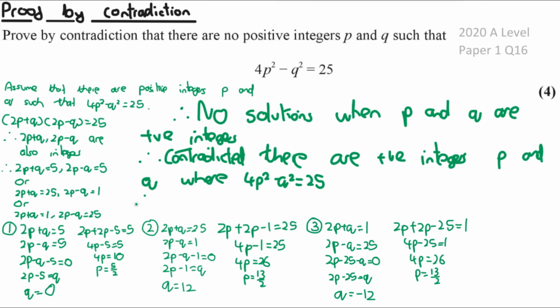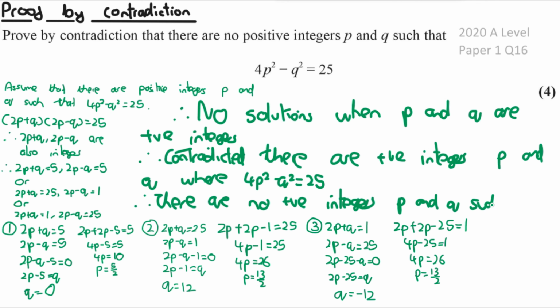So we've done all the hard work, and now we just need to write a statement at the end. We've contradicted this, so therefore there are no positive integers P and Q such that 4p squared minus q squared is equal to 25. And that is the final answer. If you write all of that, you will get all 4 marks for this question.